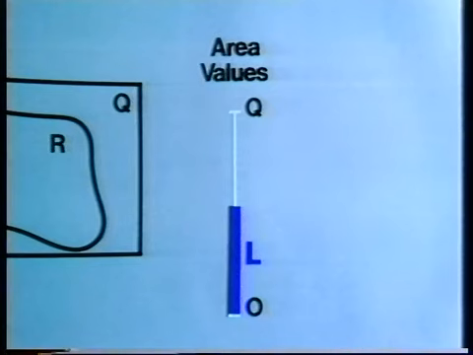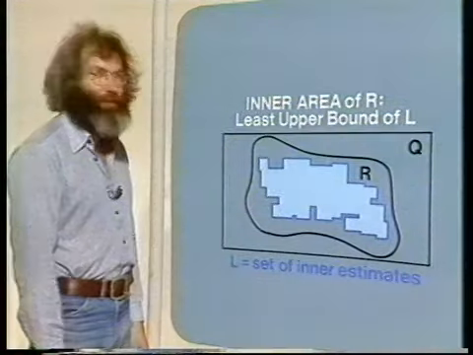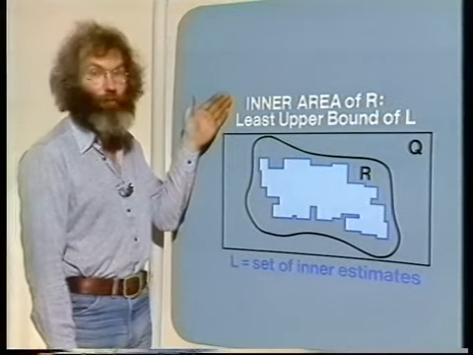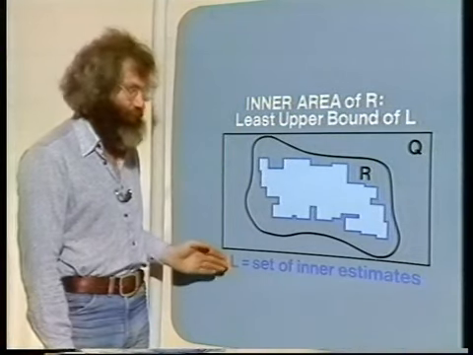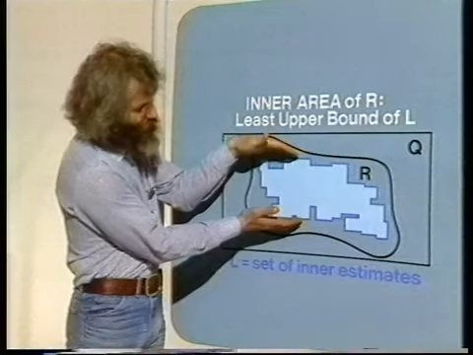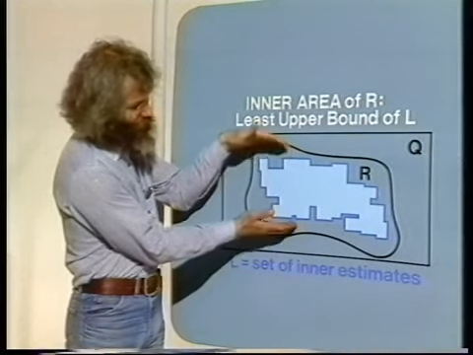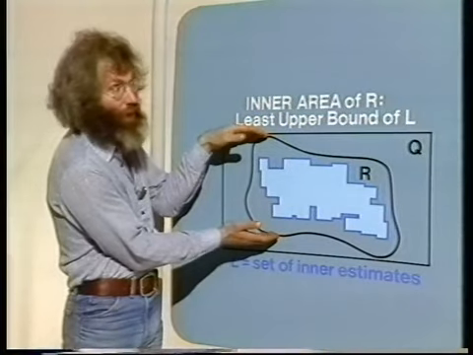Now, L is bounded above by Q, so it has a least upper bound. And this is what we'll call the inner area of the region. So we've defined the inner area of the region R, and it's the least upper bound of this set L, the set of inner estimates. And intuitively, you can think of taking bigger and bigger inner estimates, getting as close as possible to the region R, and that's the inner area.